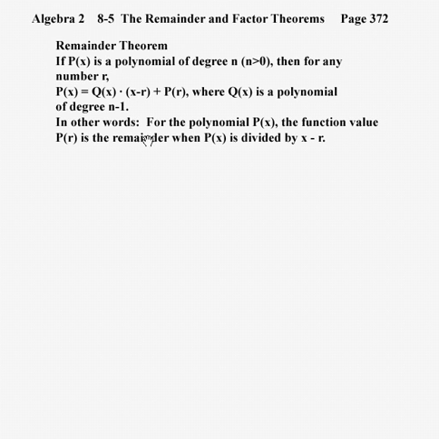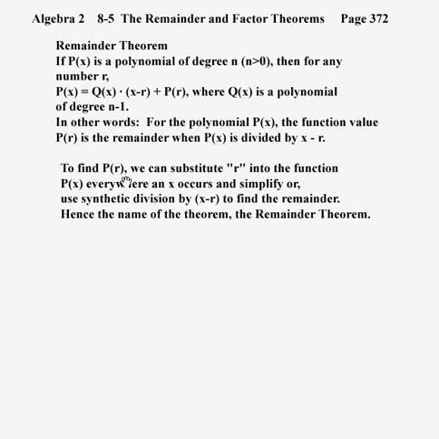Let's translate that into words. If you have a polynomial p of x, the function value p of r, which we found earlier this year by substituting r in everywhere you saw an x, is the same as the remainder when we take p of x divided by x minus r. So to find p of r, we can substitute r into the function p of x everywhere an x occurs and simplify, or we can do synthetic division by x minus r to find the remainder.